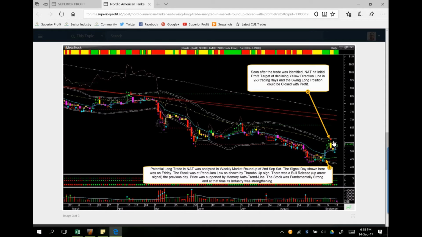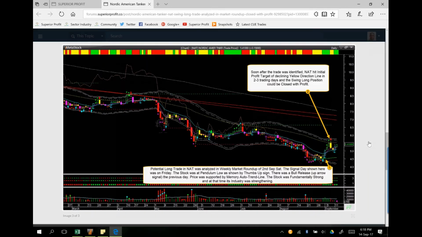In 2 to 3 days' time, the profit target was hit and the trade was closed. That is a technical view of how the stock was analyzed at the entry time and how the stop loss and the profit target were set.